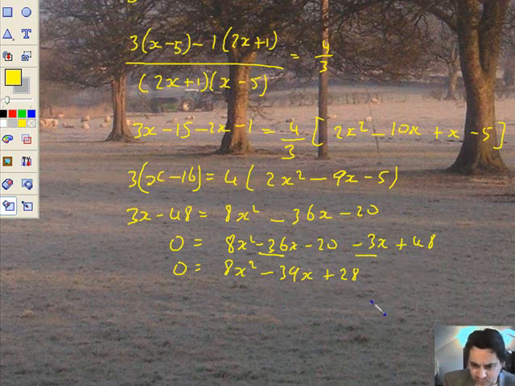Do we have any common multiples? I'm afraid we don't. Nothing goes into that whatsoever. So I've got 8x squared. I hope I've not made a mistake. That'll be boringly difficult to try and sort out. So that equals nothing.